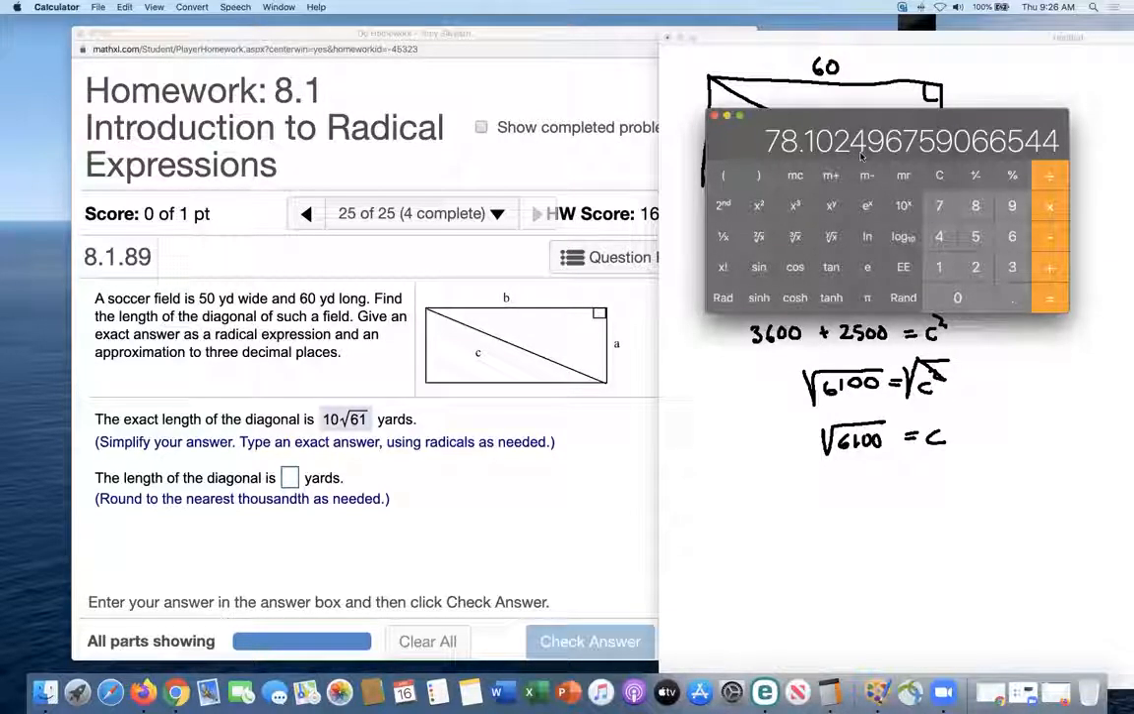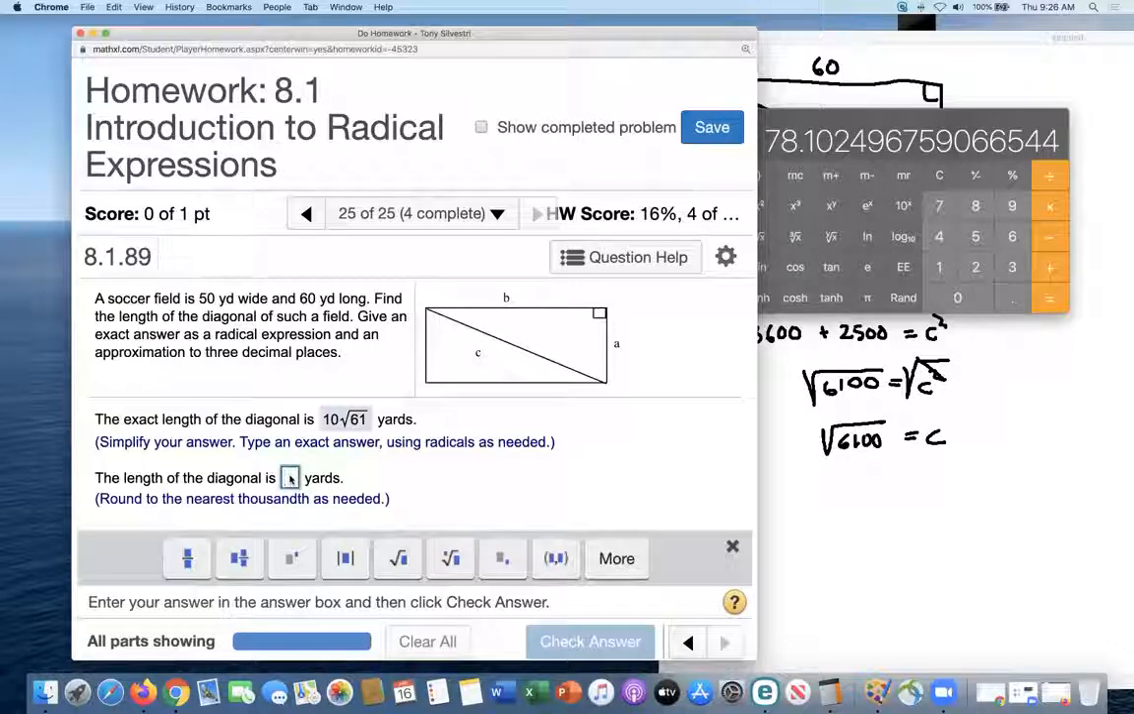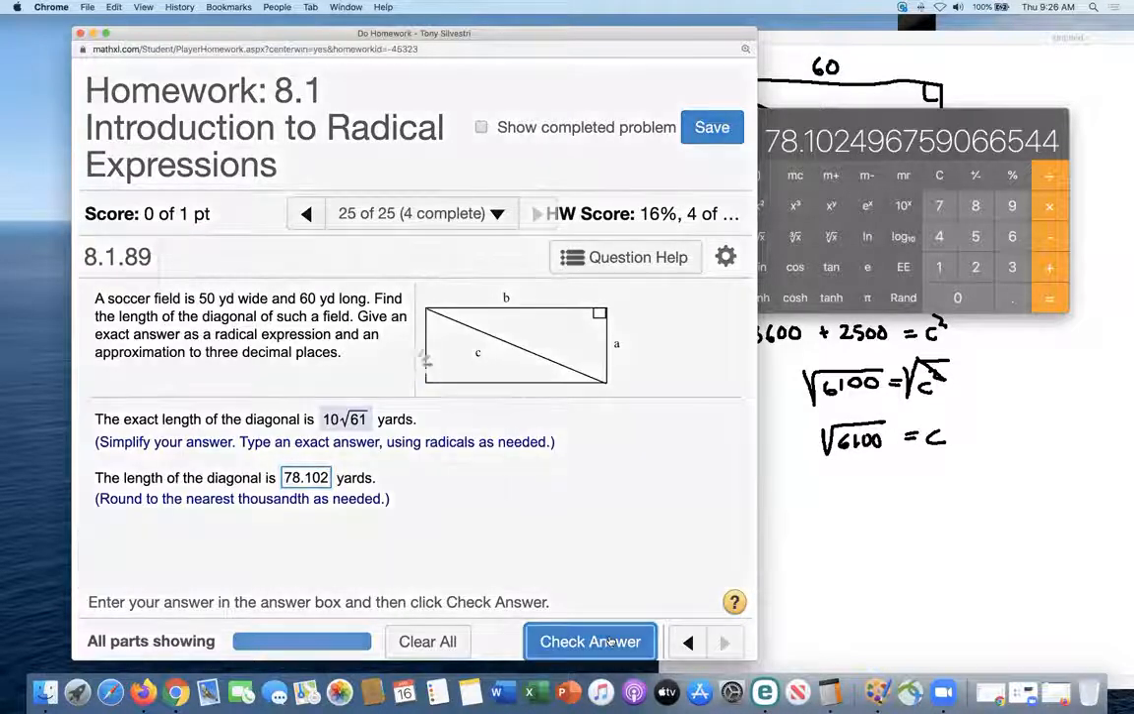4 is a small number. If it was a big number, you'd round this up, but if it's a small number, get rid of all those digits. The answer is going to be 78.102. If this was like a 6, I would say 103, because you have to round it. Check that answer. There you go.